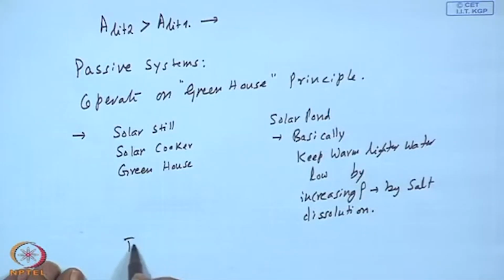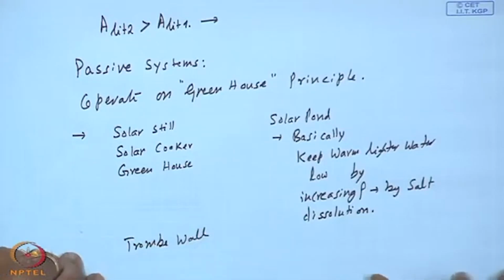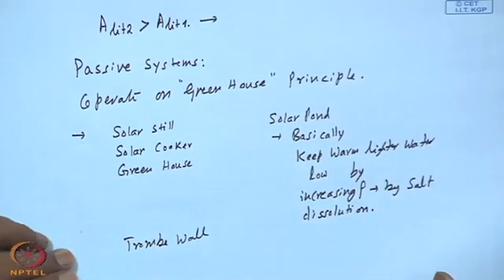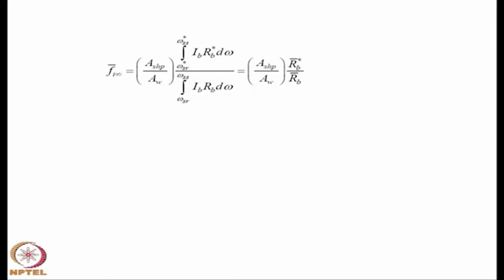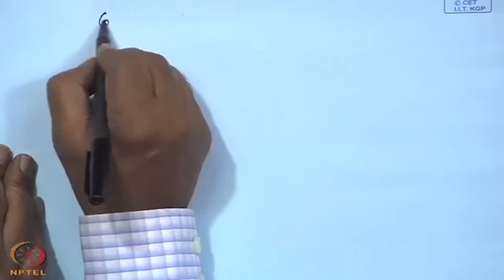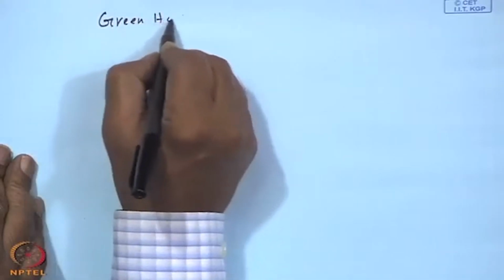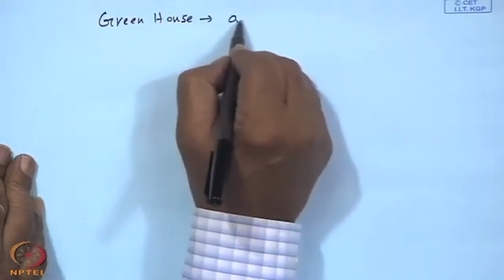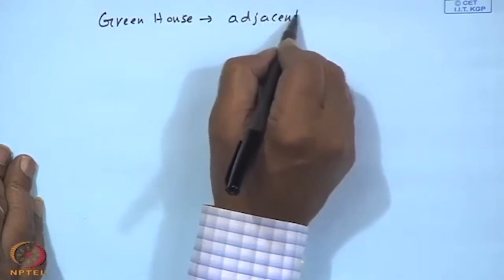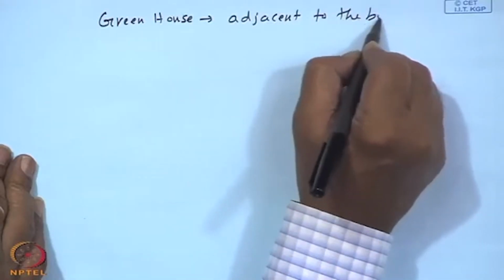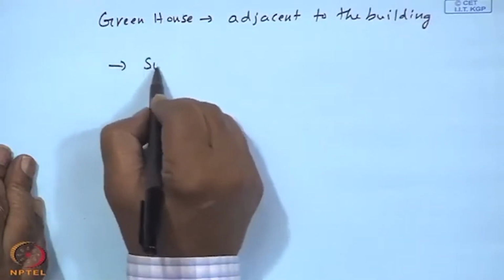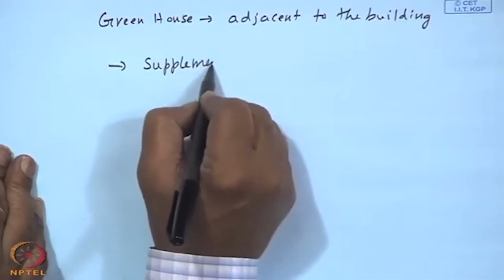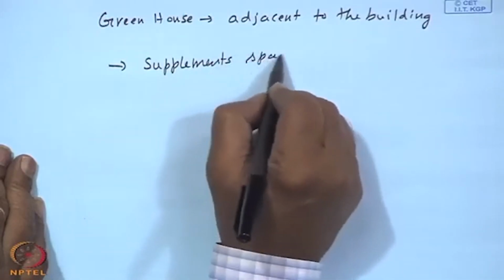Then you have got something like a Trombe wall, which is basically a hollow wall where the return air from the room will be circulated and heated by the exposed sun's rays, and then your greenhouse can be adjacent to the building, which supplements rather space heating.